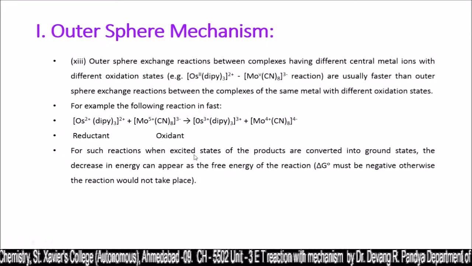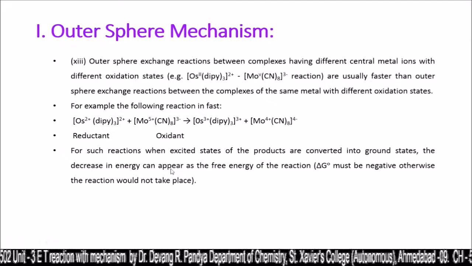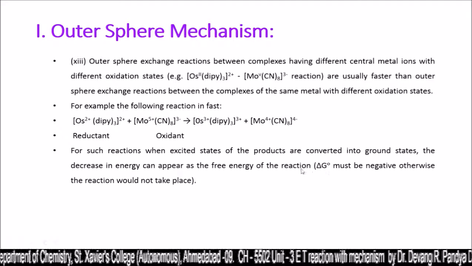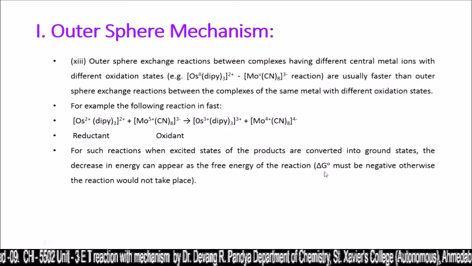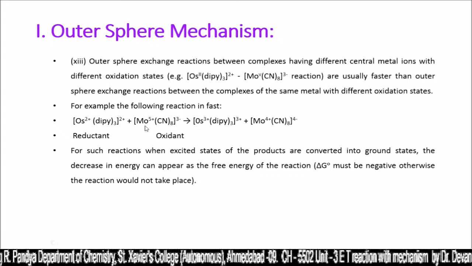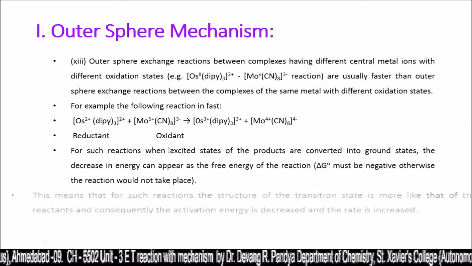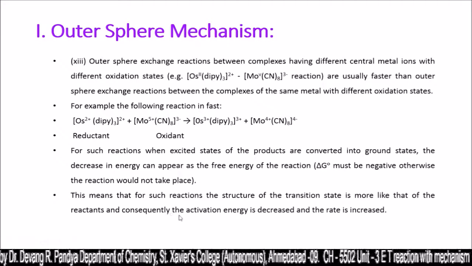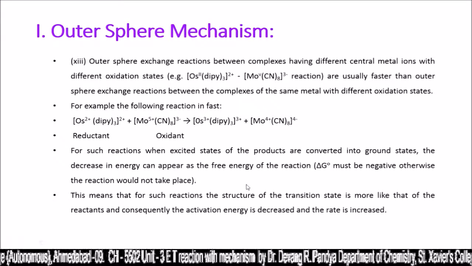For such reactions, when the excited states of the products are converted into the ground state, the decrease in energy can appear as the free energy of the reaction, that is delta G0 must be negative, otherwise the reaction would not take place. Here delta G would be negative, and therefore when you put these two complexes into aqueous solution, the electron transfer takes place on its own. It is an automatic reaction. This means that for such reactions, the structure of the transition state is more like that of the reactants, and consequently the activation energy is decreased and the rate is increased.